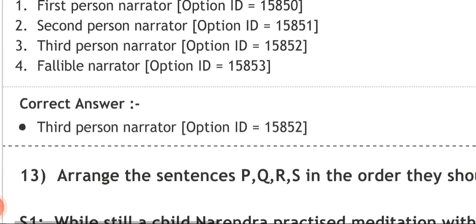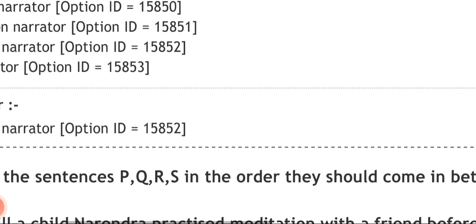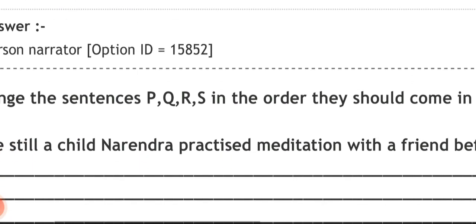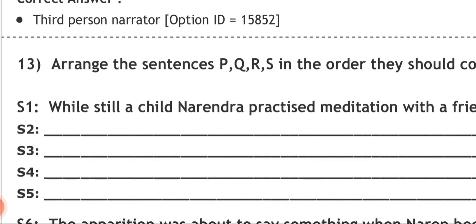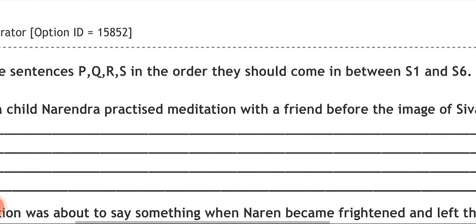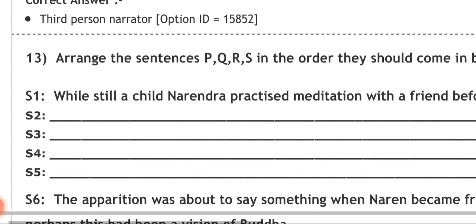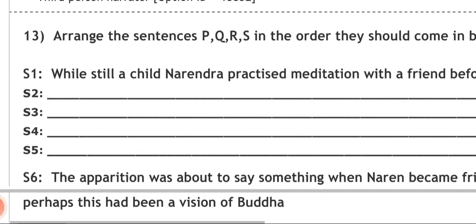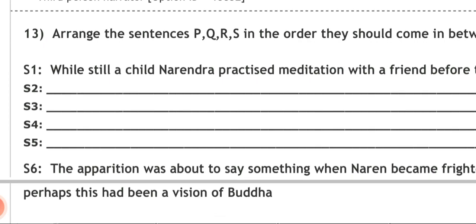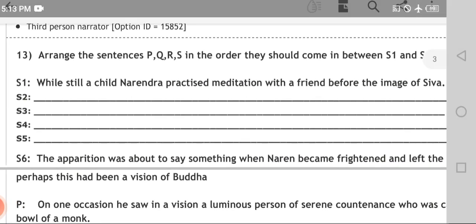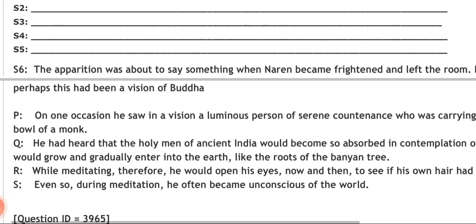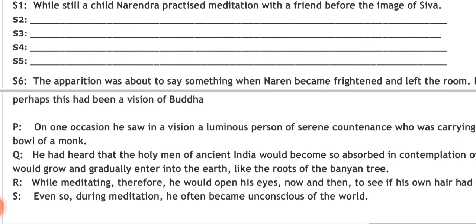Next question, number 13: arrange the sentences PQRS in the order they should come in between S1 and S6. S1 is given: while still a child, Narendra practiced meditation with a friend before the image of Shiva. Now we have to find out the rest. S6 is given: the apparition was about to say something when Naren became frightened and left the room. So which one will be the correct one? Here options are given, PQRS.